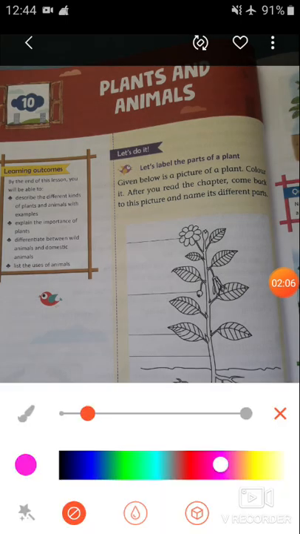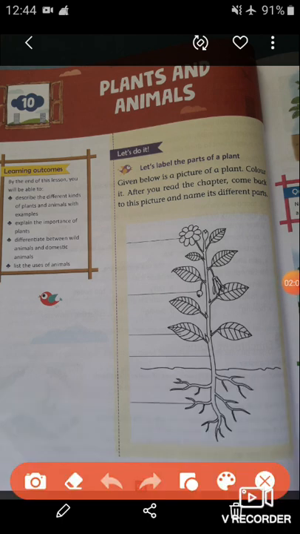So, students, here, which part of the plant is this? Yes, this is a flower. Here you can write FLOWER, flower. What is this? This is a picture of fruit. You can write here FRUIT, fruit. And what is this? This is a bird.